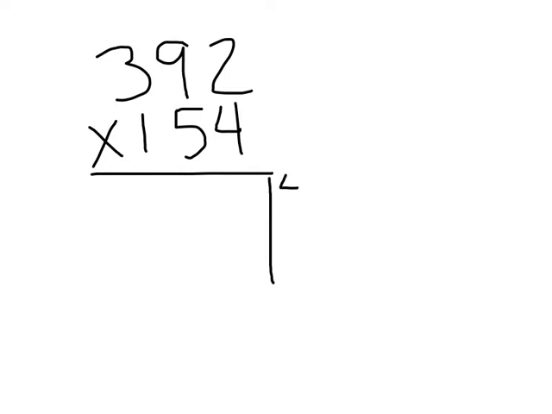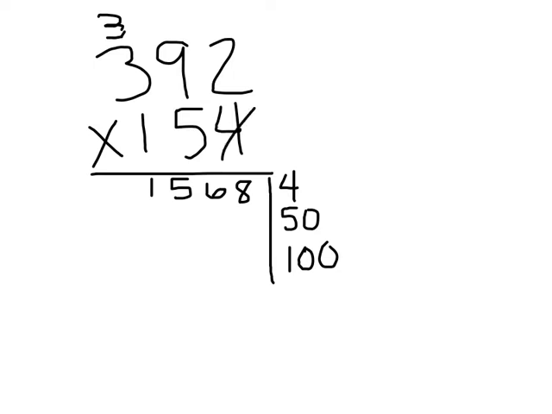Now let's try 392 times 154. Remember, I'm going to split this up into 3 multiplication problems: 4, 50, and 100. What's the first partial product? What's 4 times 392? What would go on this line? Well, 4 times 2 is 8. 4 times 9 is 36. 4 times 3 is 12, plus 3 more is 15. Now, we're done with our 4.